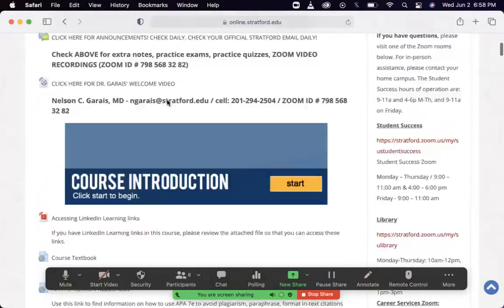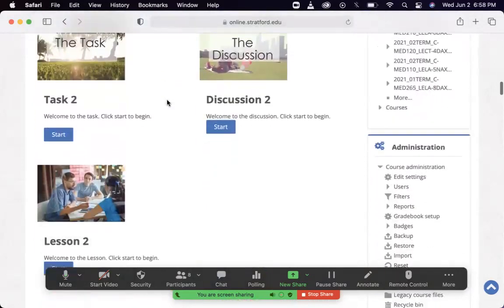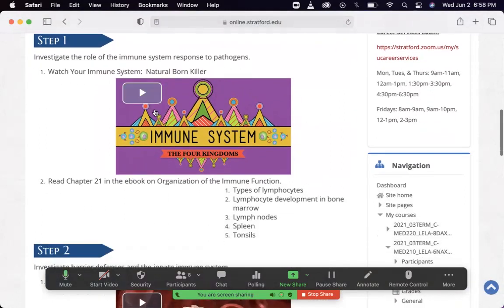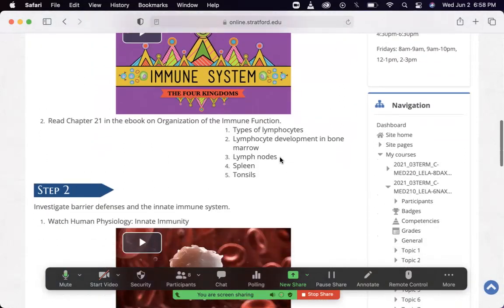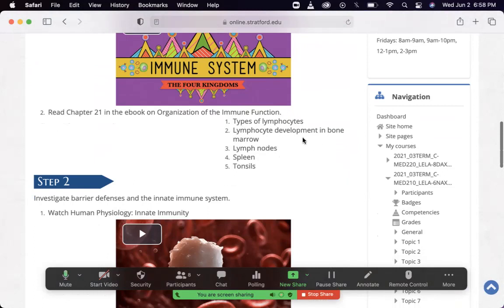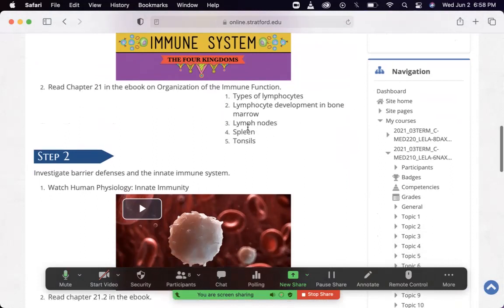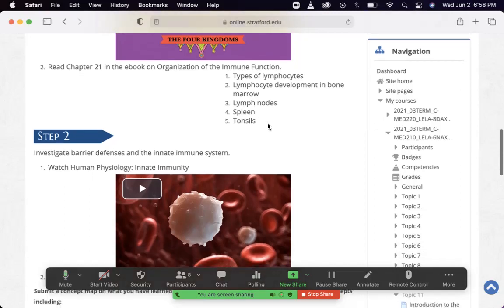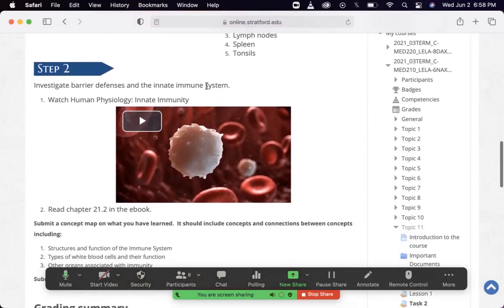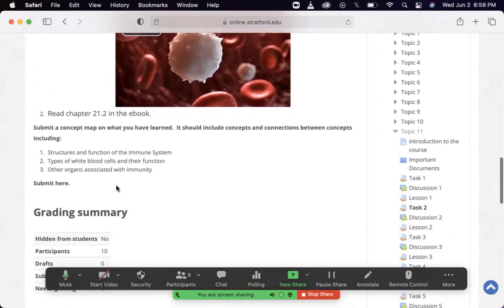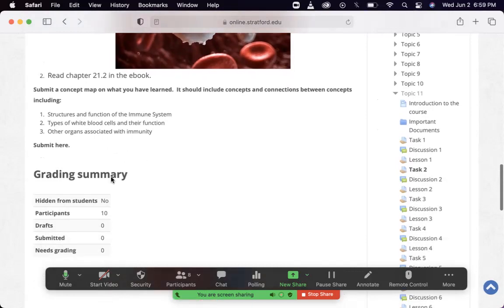So let's go back, because we always have to check. Did we go over everything that we needed to go over? Let's check. Did we talk about the different types of lymphocytes? Yes, we did. Lymphocyte development in the bone marrow, specifically the red bone marrow. If you recall, the yellow bone marrow dealt with adipose tissue in bone, but red deals with hematopoiesis. We talked about lymph nodes, spleen, tonsils, and the lymph vessels and their functions. We mentioned a little bit of the innate immune system and the barrier defenses. And we definitely dealt with T cells and B cells. And I think we're good.